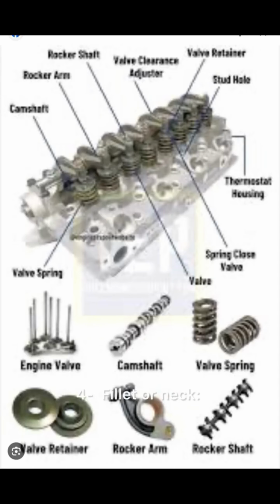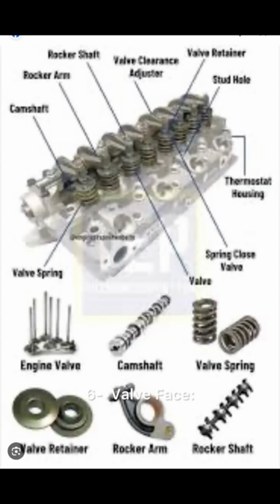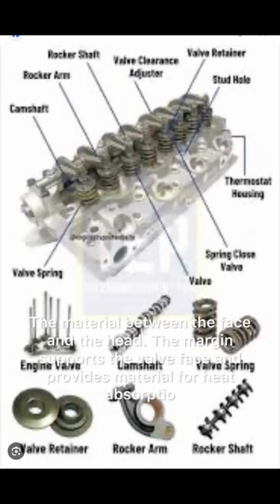4. Fillet or neck. The transitional part of the valve from the stem to the head. Its smooth radius provides strength. 5. Valve head. The largest part of the valve that is exposed to the combustion chamber. The outside diameter of the head equals the valve size. 6. Valve face. The smooth machined surface that seals against the valve seat in the cylinder head. 7. Valve margin. The material between the face and the head. The margin supports the valve face and provides material for heat absorption.